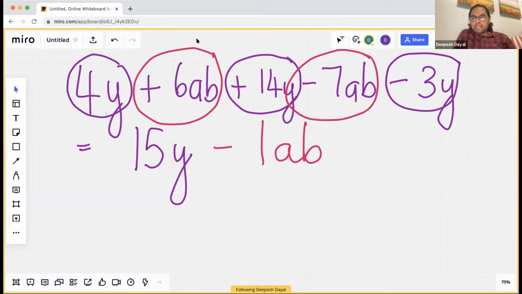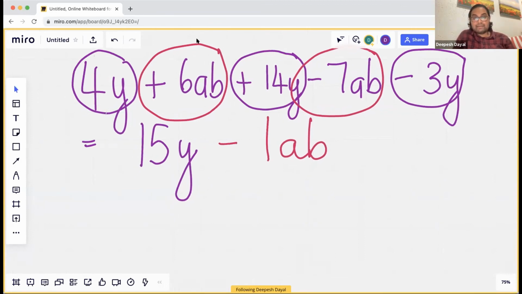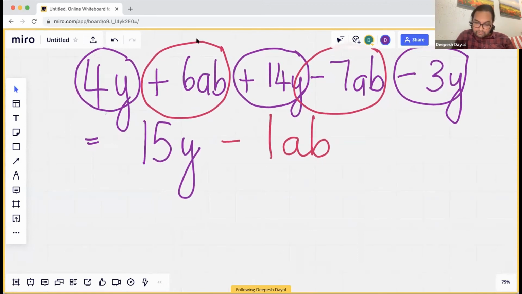Anybody lost with this? Anybody have a question? Okay, let's try another one. This is plus and minus, right? So the number, the coefficient in front is 15 here, and here it's minus 1, right?